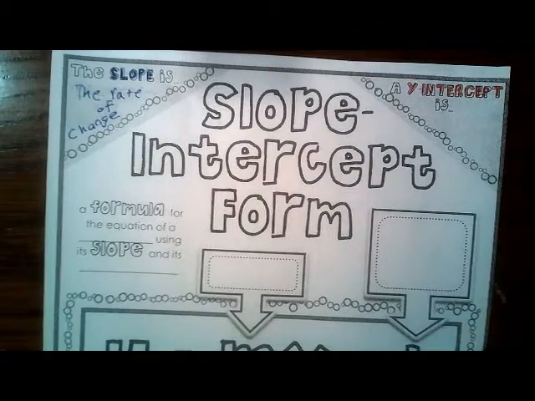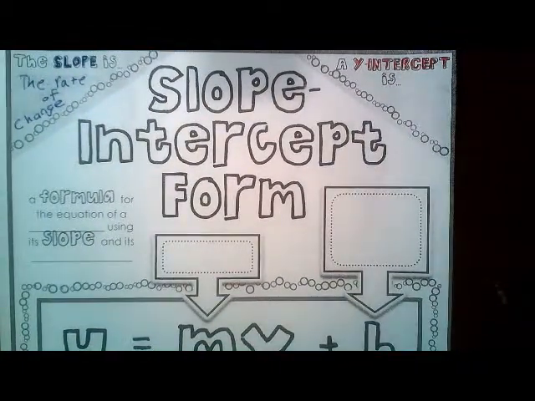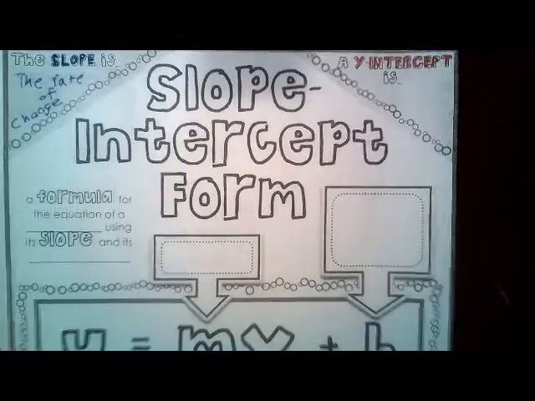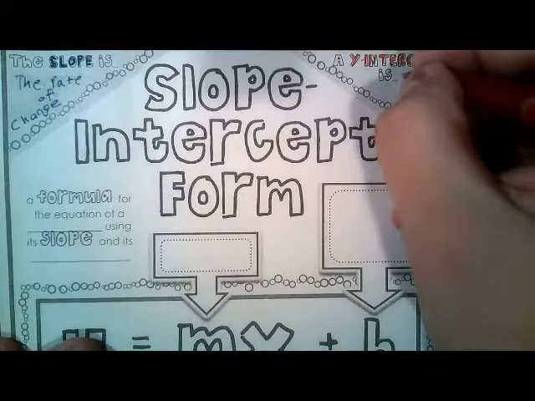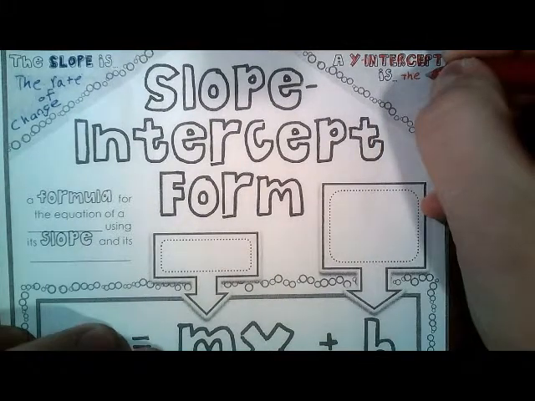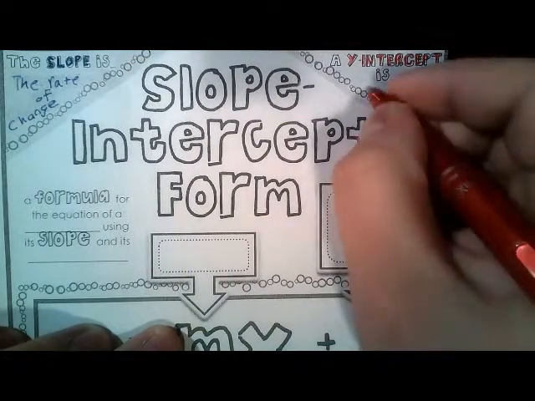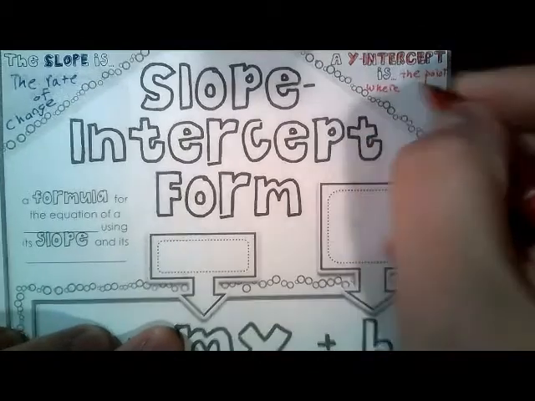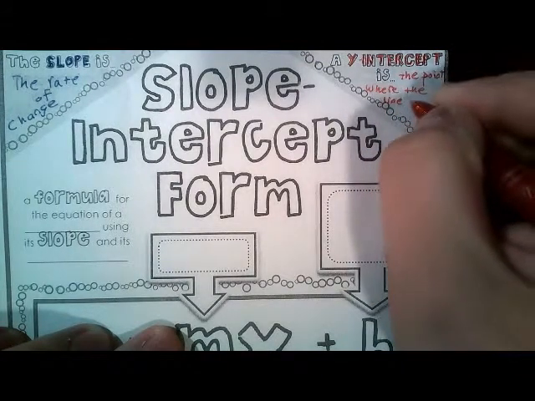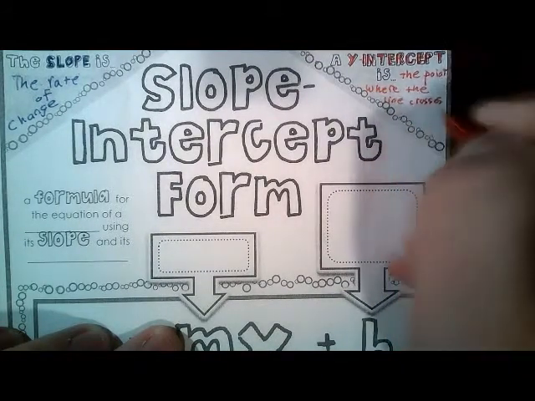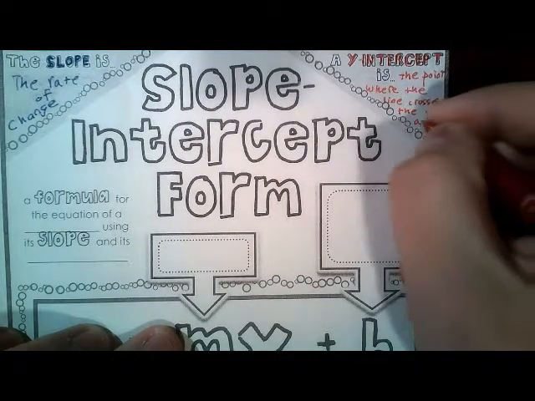Y-intercept, this is a definition that you don't have yet. The y-intercept is the point where the line crosses the y-axis.